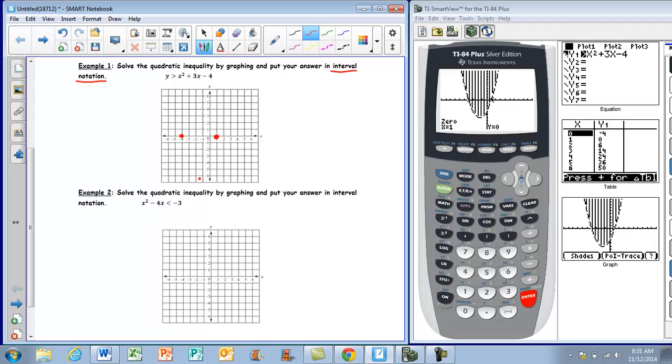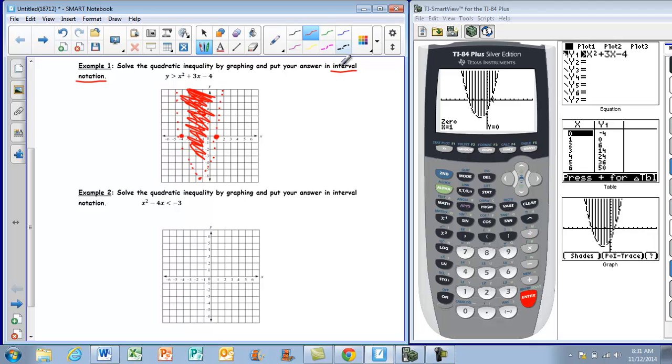Now, the reason we need to find the zeros, that's what we're going to use to write our answer in interval notation. So if you go ahead and take a look, we have a greater than symbol. So my parabola is going to be dotted. I'm going to do the best I can here. And then all of your shading should take place between here.